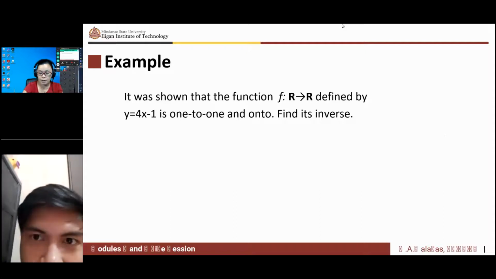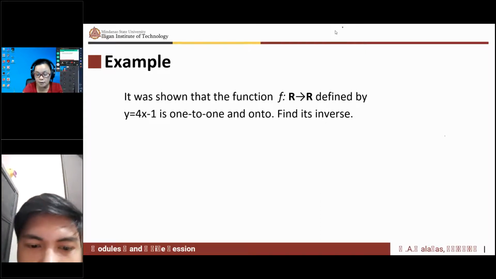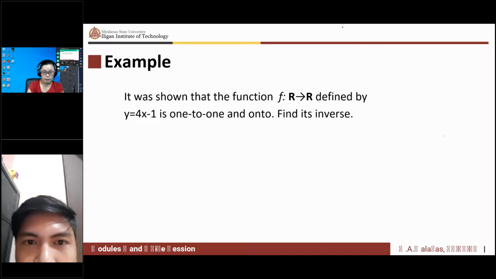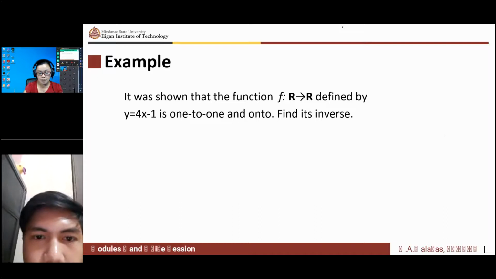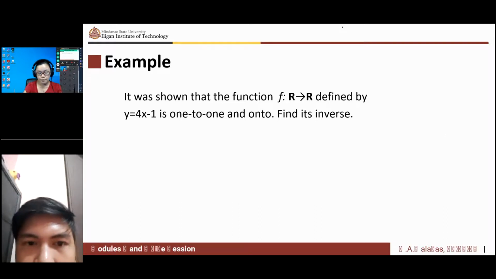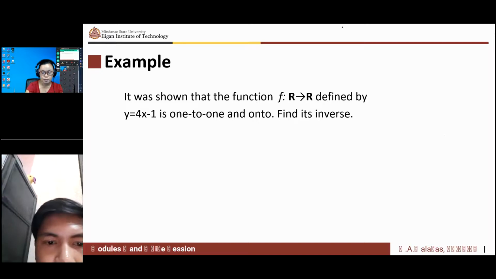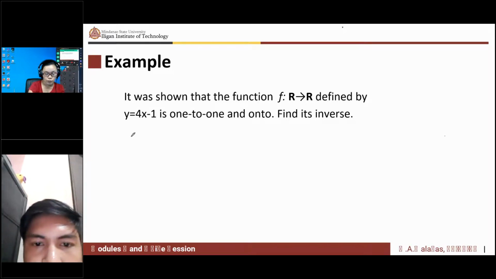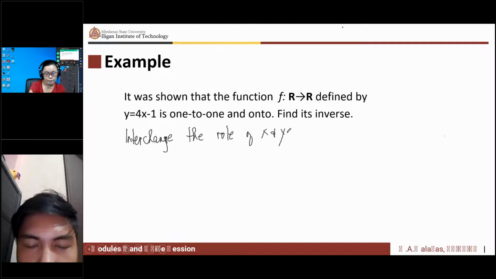Now, we find the inverse. How do we do that? If you look at the definition clearly, the domain of the inverse is the range of the function f, while the range is the domain of f. So we interchange the role of x and y, and then we solve for y in terms of x.